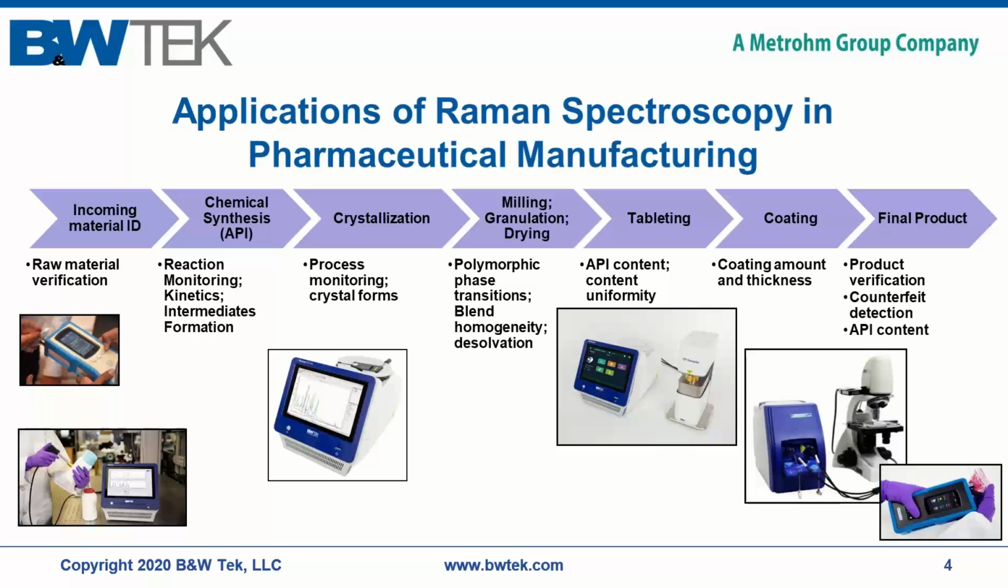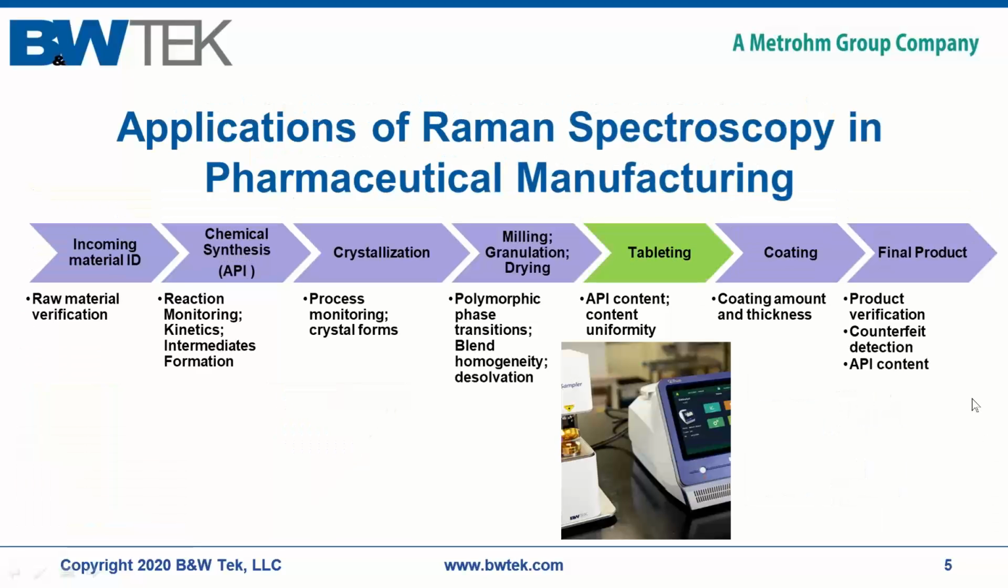And then we can do this as well after tableting, so we can get the API content, the content uniformity of the active pharmaceutical ingredient, so important for the quality of medical products. We can also do some testing on the final products, verifying that they are what they're meant to be, verifying coating thickness, and as I said, product verification.